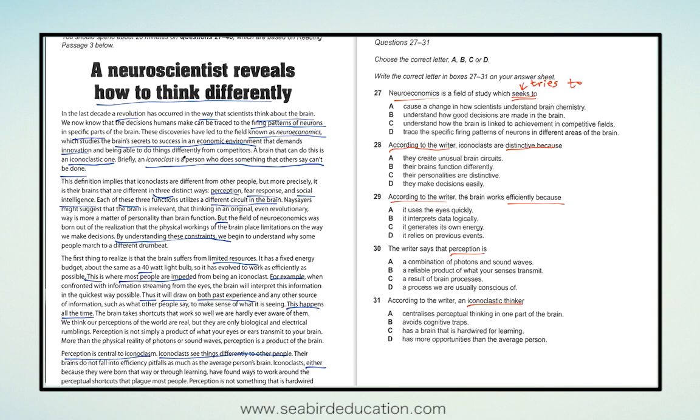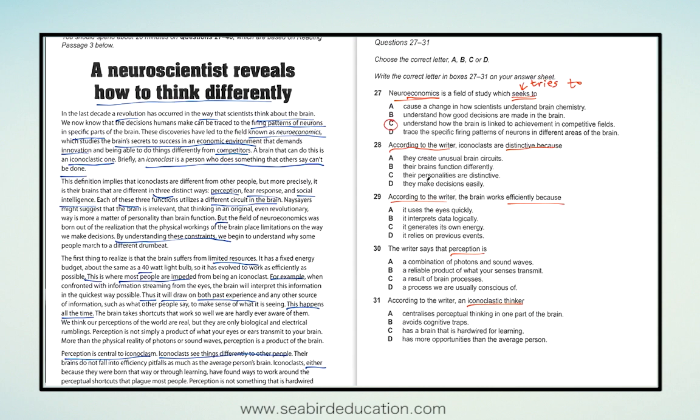Tries to study the brain's secrets to success in an economic environment that demands innovation. Competitive fields. Economics. Competitive fields. Differently from competitors. See.